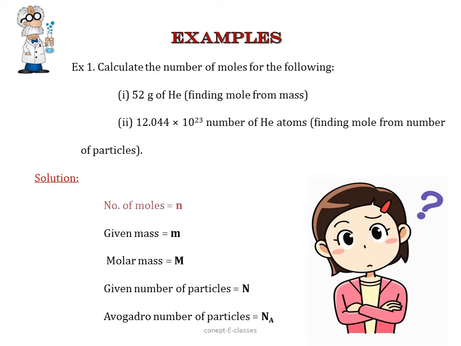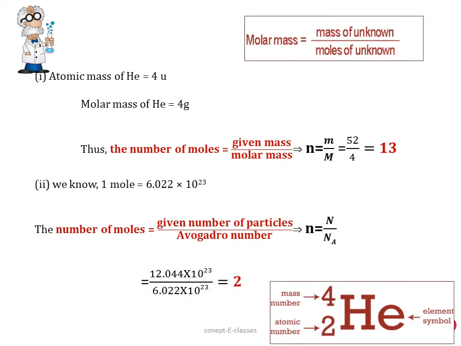For the solution, the number of moles is n, the given mass of the substance, which is helium, is m, the molar mass is M, the given number of particles is N, and Avogadro's number of particles is Na. In the first case, 52 grams of helium is given, and we have to find the number of moles from the given mass. We know that the atomic mass of helium is 4 u, hence the molar mass of helium can be written as 4 g, because to find the molar mass of atoms, we just have to replace u with g. The numerical value is the same.